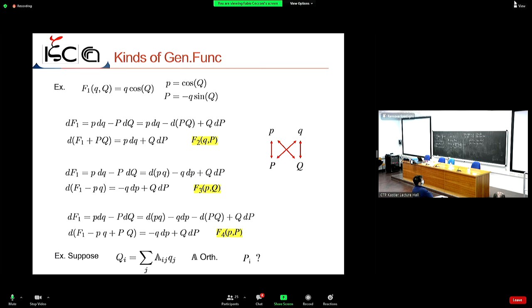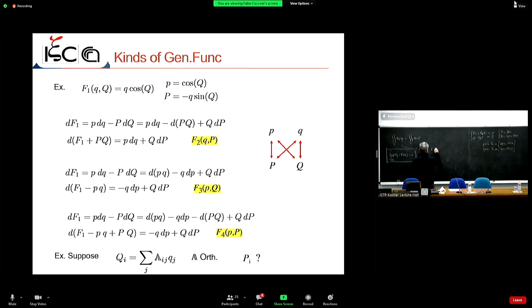But if I start from the definition of F1, I can also generate other canonical transformations. And the way is very simple, because I have only to play with the differentials. In some sense, F1 is equal to, remember, dF1 is P dq minus P, sorry, PQ, P dq. But if I write this in this way, d(pq) minus q dp, for example, and this is again a differential, an exact differential, I put this with this.